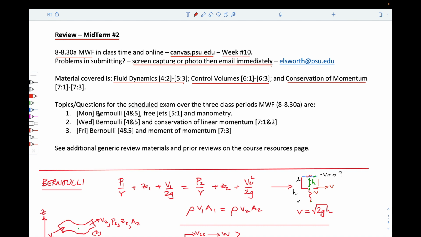The first one deals with Bernoulli. Has a free jet component in it, and you also need to recall manometry from the earlier part of our course. The second one uses Bernoulli, is concentrated on conservation of linear momentum. The best one to review would probably be week 7.2, when we talk specifically about static, steady, and moving control volumes for linear momentum. And the third one is again Bernoulli, but rotational momentum equations.